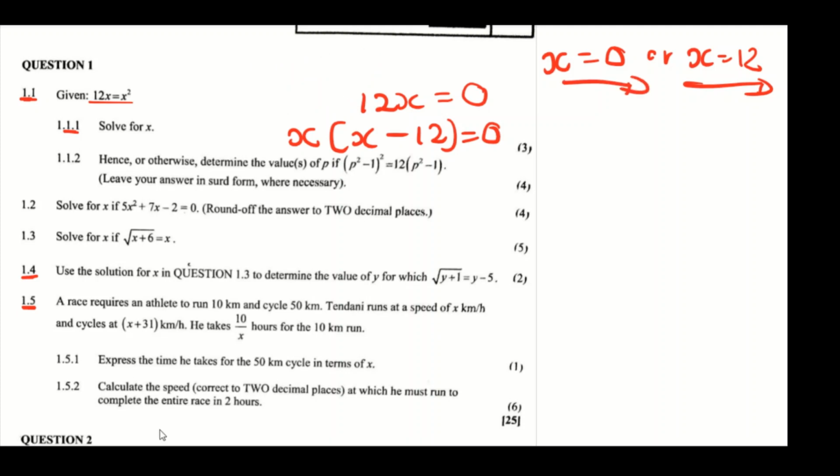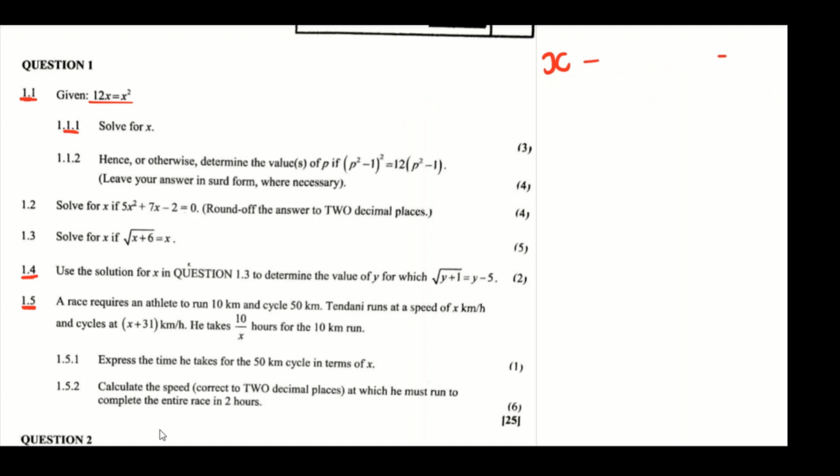And then 1.1.2 says that hence or otherwise, solve for the value of p. Leave your answer in surd form when necessary. So remember, in the previous question we just found x equal to 0 or x equal to 12. So what you're going to do is just substitute, right? Where there's x, you're just going to put p squared minus 1.